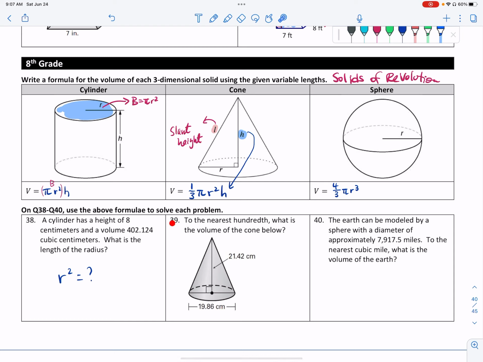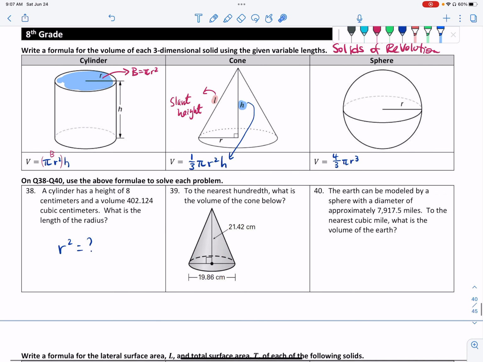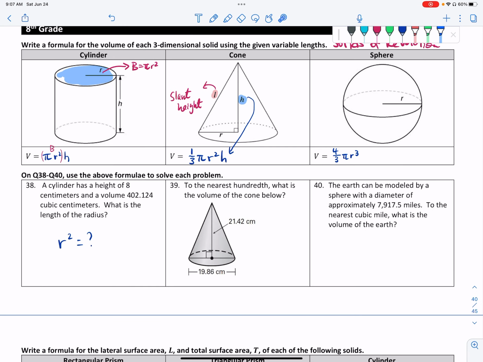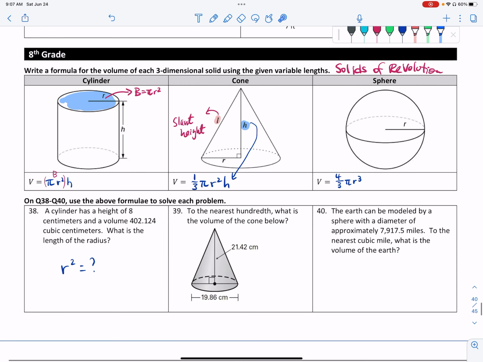On both 39 and 40, these are not backwards, these are forwards. To the nearest hundredth, so we're going to round our answer, just like you can see, these are rounded decimals. What is the volume of the cone? Now, even though you are rounding it, don't round it until the end. Still use your pi key on your calculator. Once you get your final answer, that's when you want to round. Now, pay attention here. Don't get fooled that this 19.86 is the diameter of the base, but that is not what we want here. We want the radius, so you'll have to do something to that, of course.